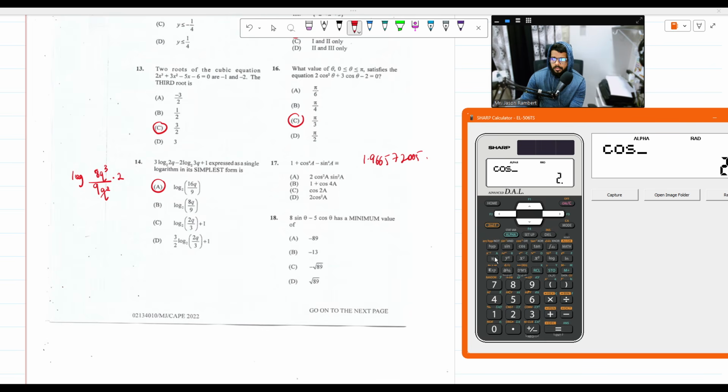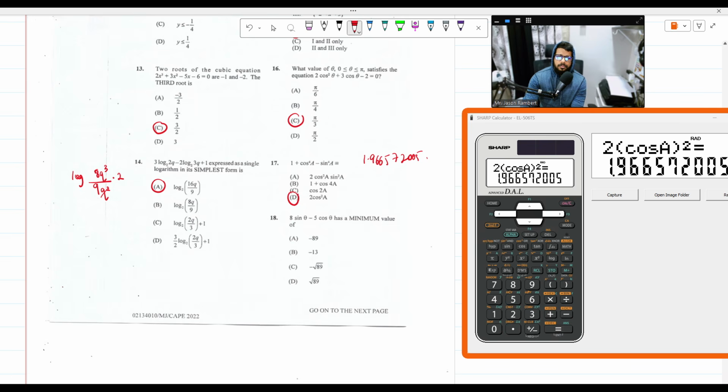Cos 2a is, no, it's not. What is 1 plus cos 4a? Nope. 2 cos squared a? 1.966570005. 2 cos squared a is the answer. Alright, so I wasn't sure. I thought the answer was cos 2a. Alright, and yeah, I'm not really sure. This has a minimum value of negative root 89. It's a repeat.